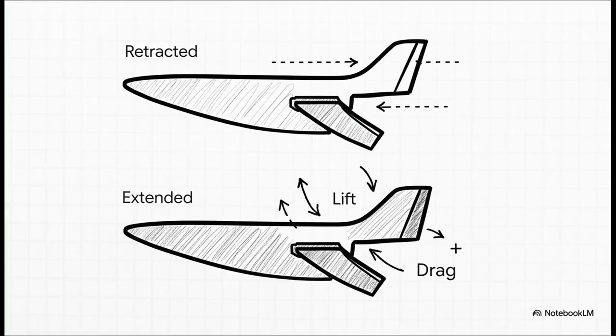I'm sure you've seen these. If you've ever sat in a window seat, you've definitely seen flaps extending from the back edge of the wings, especially during takeoff and landing. Their whole purpose is to change the shape of the wing to create a ton more lift and more drag. Why? It lets the plane fly safely at much slower speeds, which is absolutely essential for getting in and out of an airport without a problem.